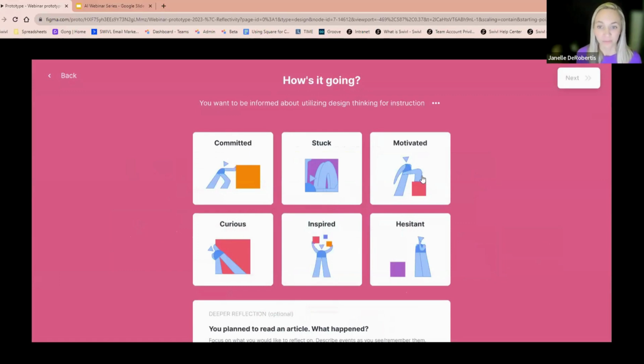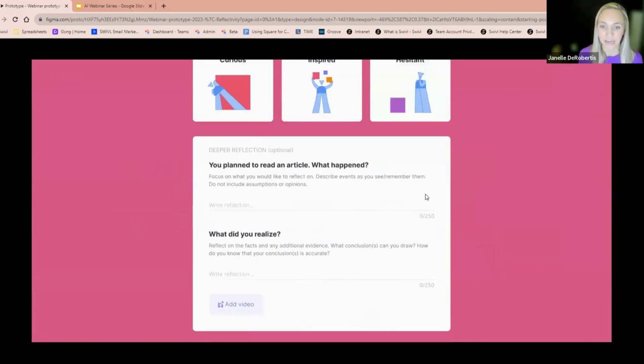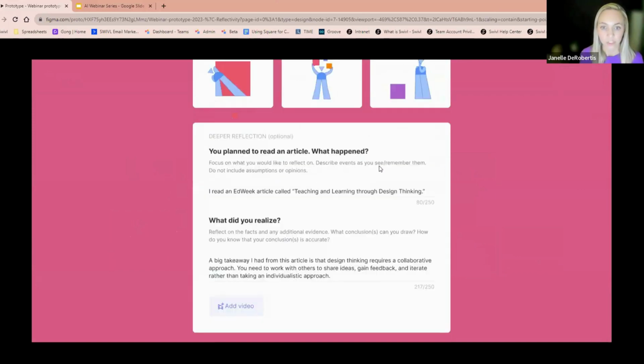That article left me feeling motivated, and I would like to record a written reflection on what I read and what I realized. So I'm able to enter into this space here, and I even have the option of adding some video. I can record myself doing a verbal reflection, or I can record maybe a lesson that I did in my classroom where I was able to incorporate something I learned from the article pertaining to this skill, and I can watch that back for deeper reflection.